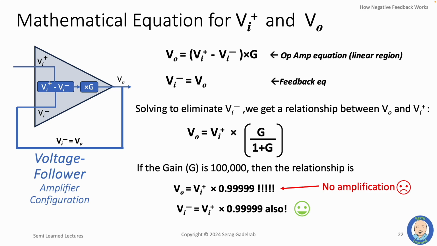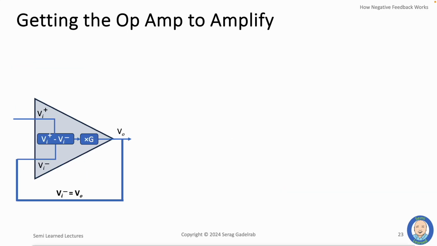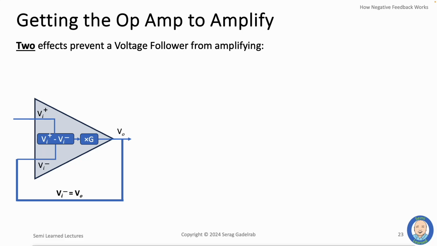In practical electronics, there are many situations where such a configuration of the op-amp is very useful. It is useful to isolate two circuits from each other, but for now, we are still confronted with the problem that our first amplifier does not seem to amplify the input signal. To get to an amplifier that actually amplifies, we're going to start with this voltage follower configuration. It turns out that there are two effects preventing this voltage follower configuration from amplifying the input voltage.